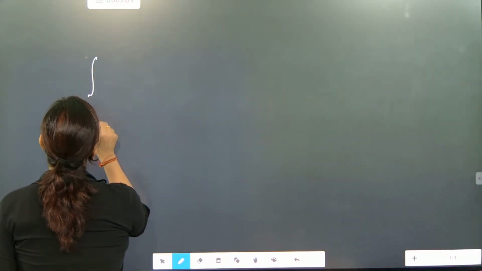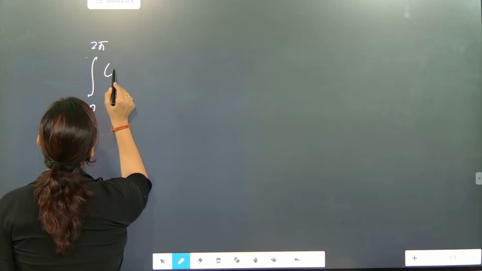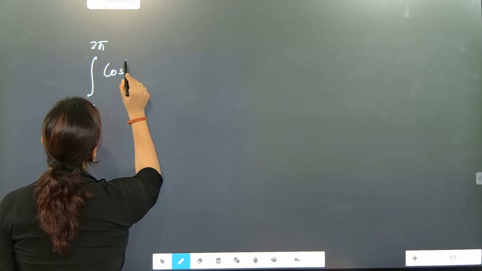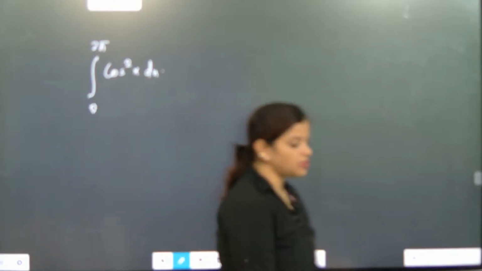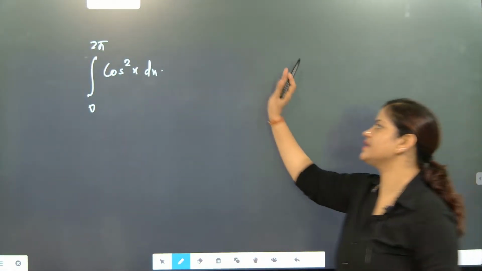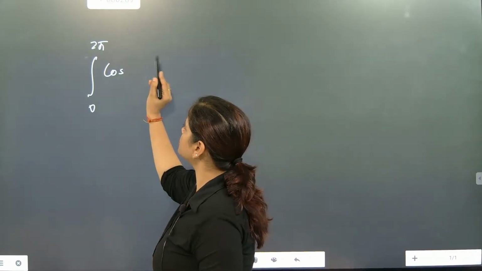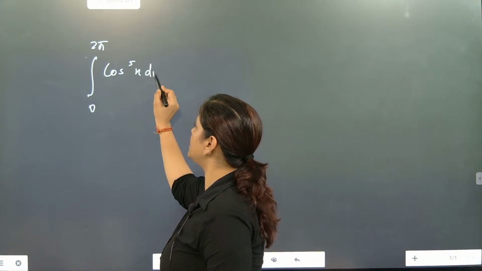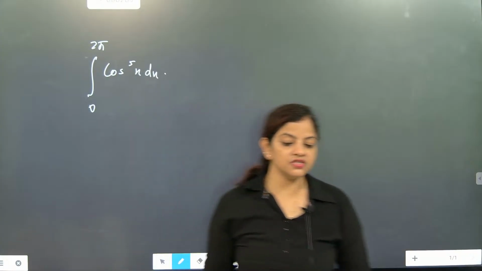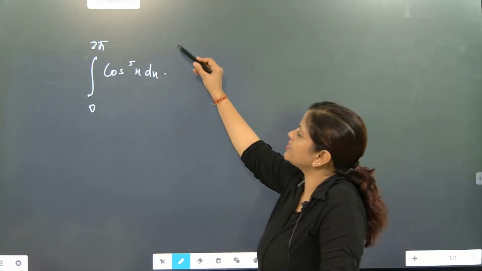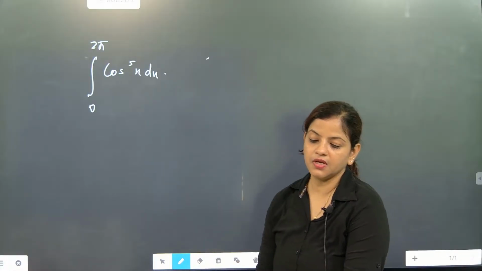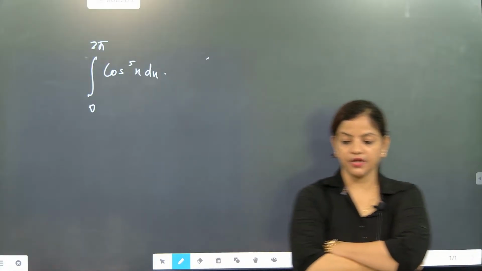Now look here. Solve this question: 0 to 2 pi, cos to the power 5x dx. I gave you an odd power, not even. Come on, go for this question. This is an NCERT question. So solve the NCERT question. Come on, go for it.